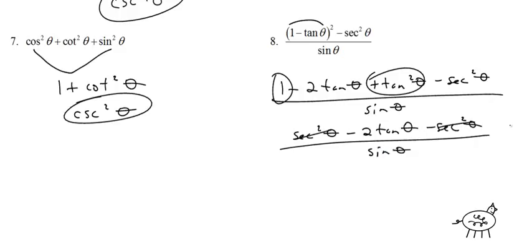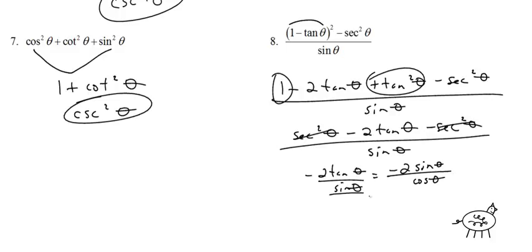Well, the secant squareds cancel out, and we have negative 2 tangent of theta over sine of theta. Again, no fractions, so write in terms of sines and cosines. Negative 2 sine of theta over cosine of theta. And guys, don't make the mistake of writing the negative 2 on the top and the bottom, because it's tangent, right? It only belongs on the top.